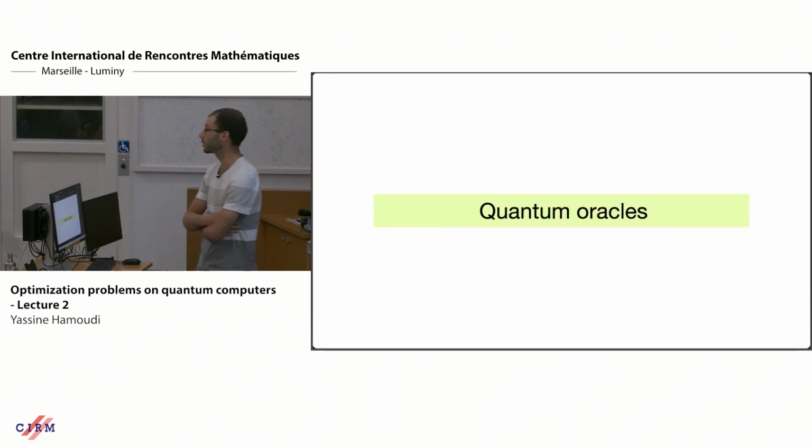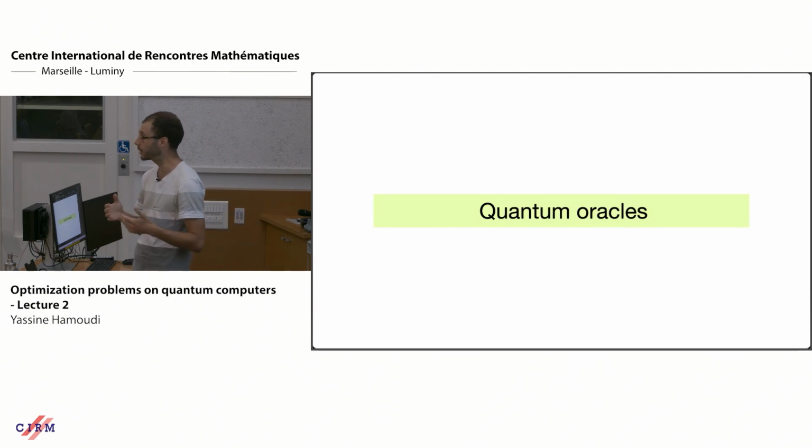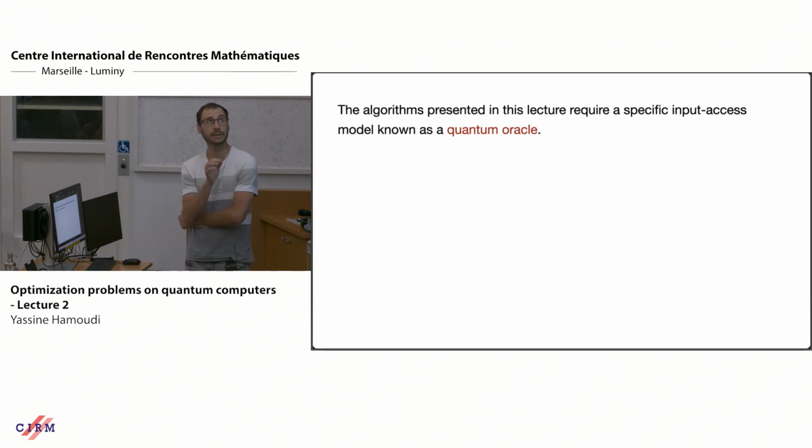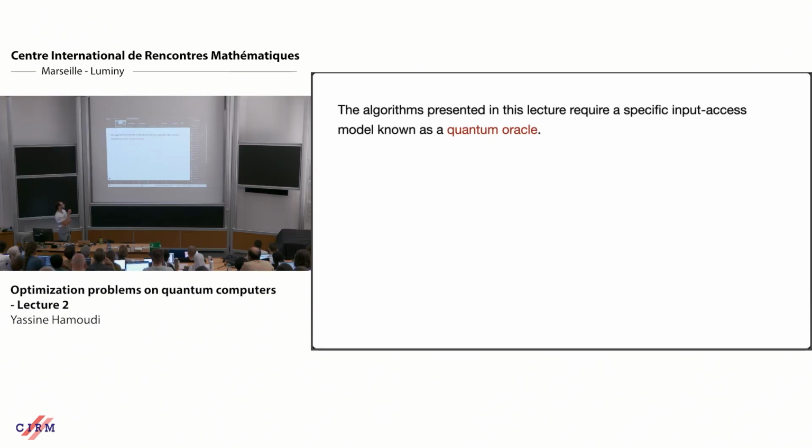Okay, so quantum oracles. Oracles are going to be the central topic of today. This is an assumption that we will need for all the algorithms we'll study. So what is a quantum oracle? This is a way of specifying a particular kind of input access. You have a problem that you want to optimize, and we are making some assumption in terms of how you can collect information about the input.